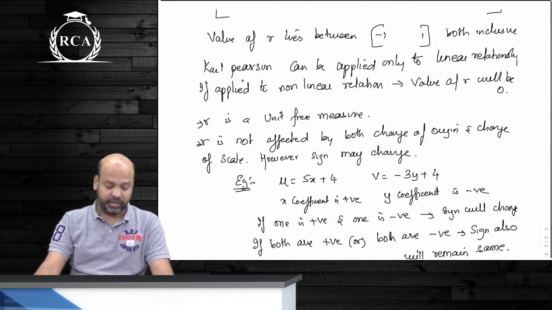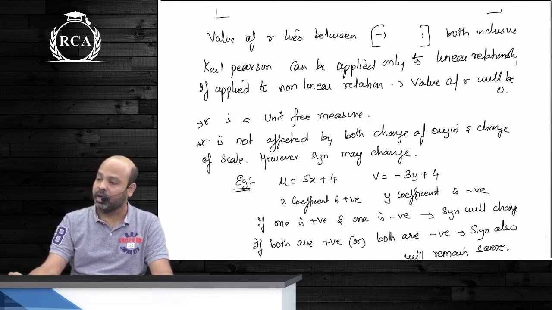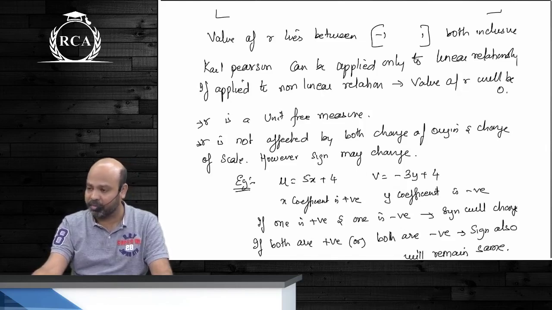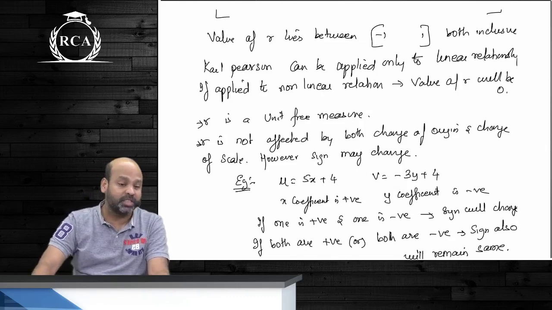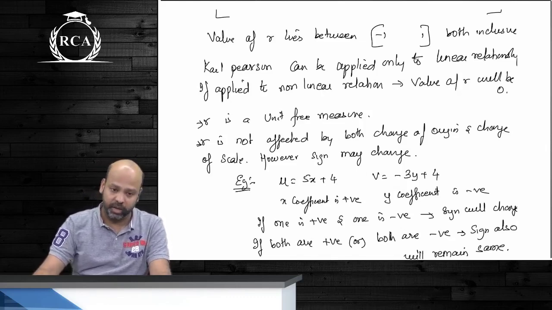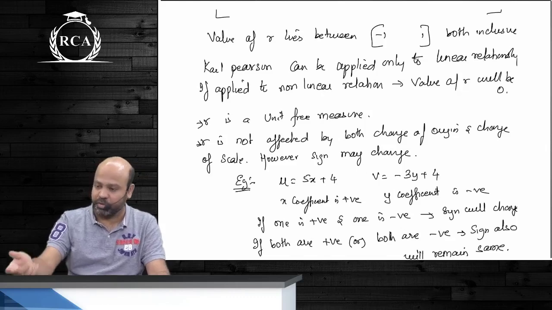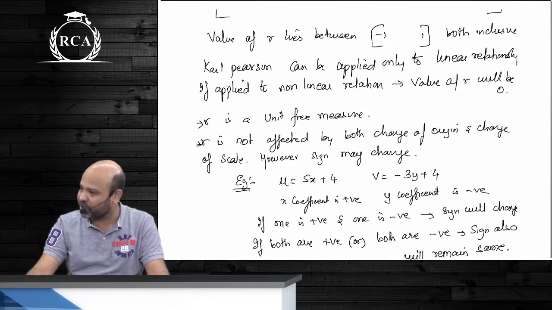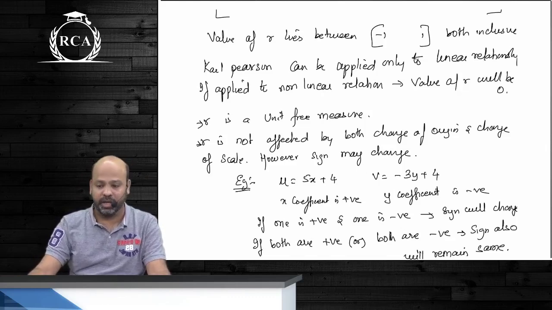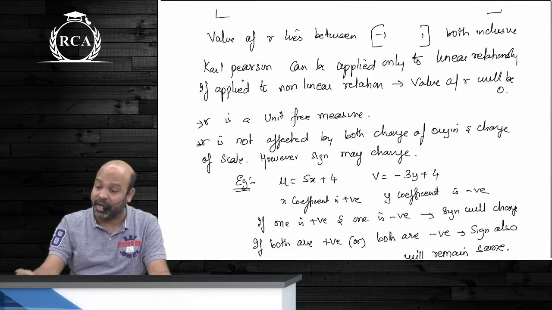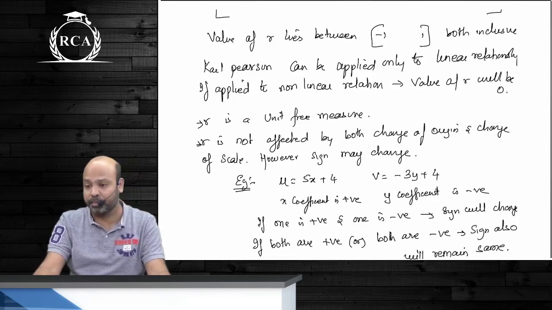The properties that we have learned here in relation to r under Karl Pearson's method is that r is a relative measure, and the value of r will always lie between -1 and +1. The most important property being change of origin and change of scale. r being a relative measure, which is a comparison of two values, it will not be affected by change of origin or change of scale. However, the sign may change. Positive correlation may become negative, negative correlation may become positive.